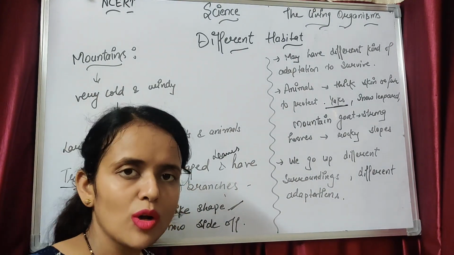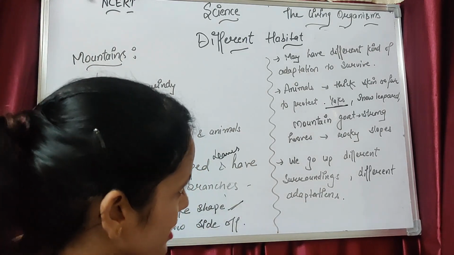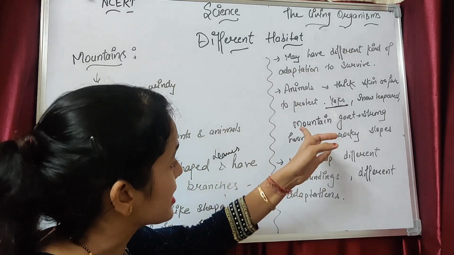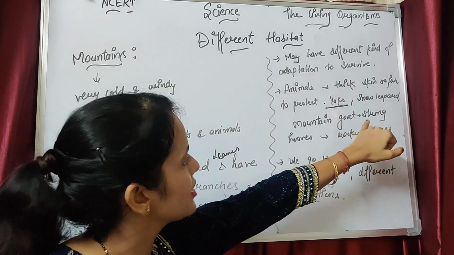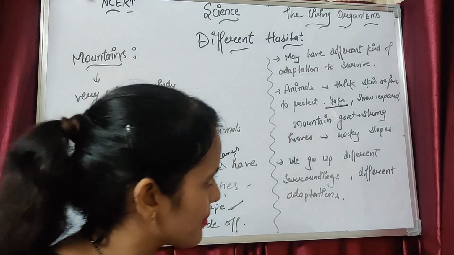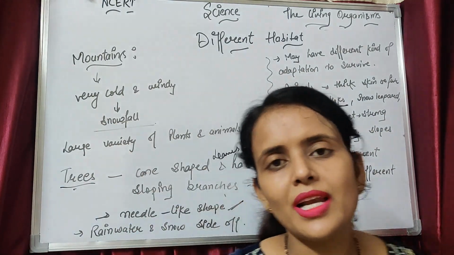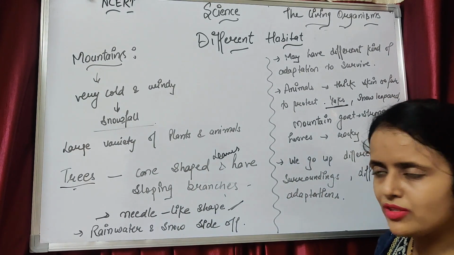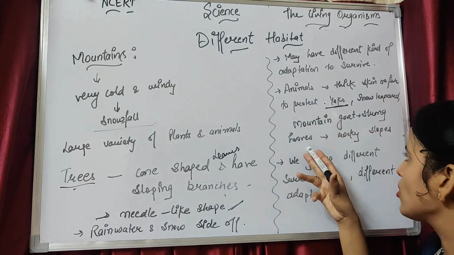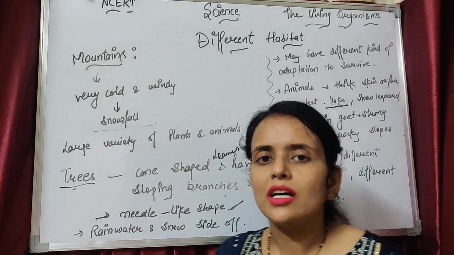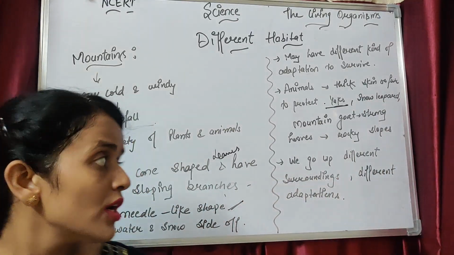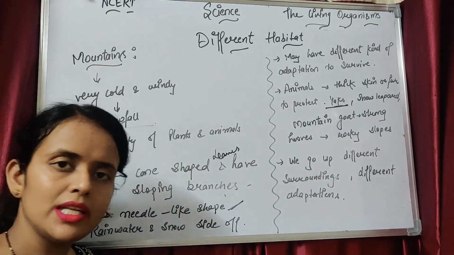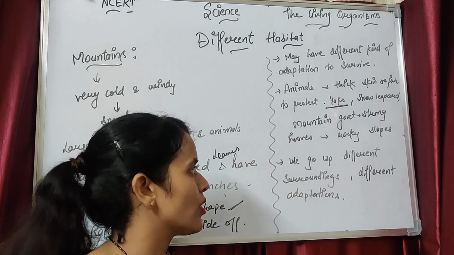So the yak has long hair and the snow leopard has thick skin, which protect both of them from the coldness of the weather or snow. Next is the mountain goat. The mountain goat has strong hooves. Strong hooves mean that the animal has hooves on its legs, which help it move on any type of surface. So the mountain goat can easily walk on and cross the rocky slopes of the mountain.